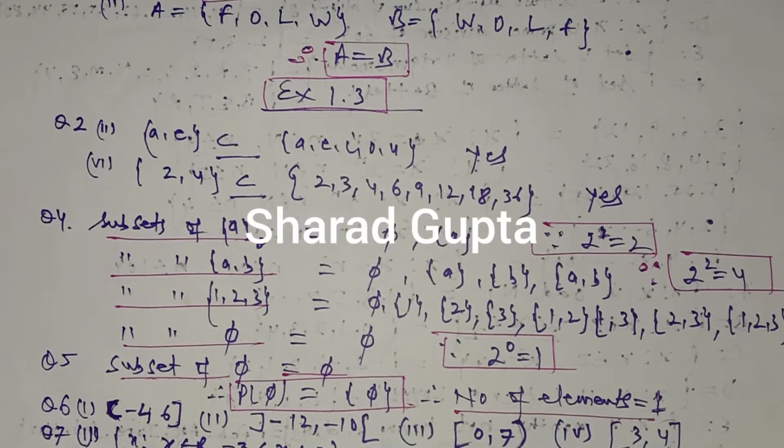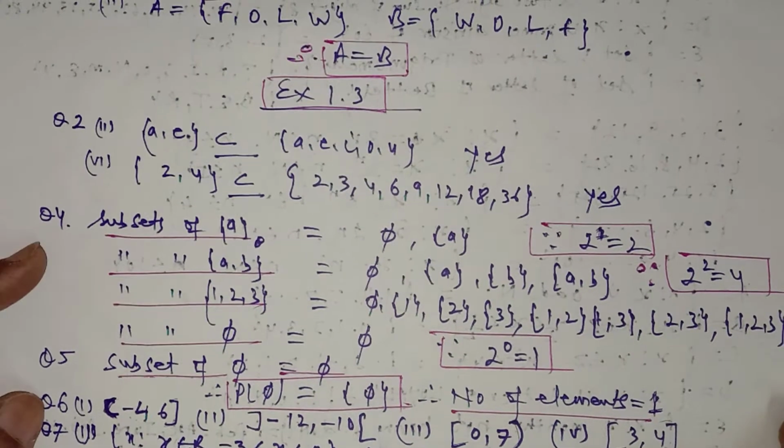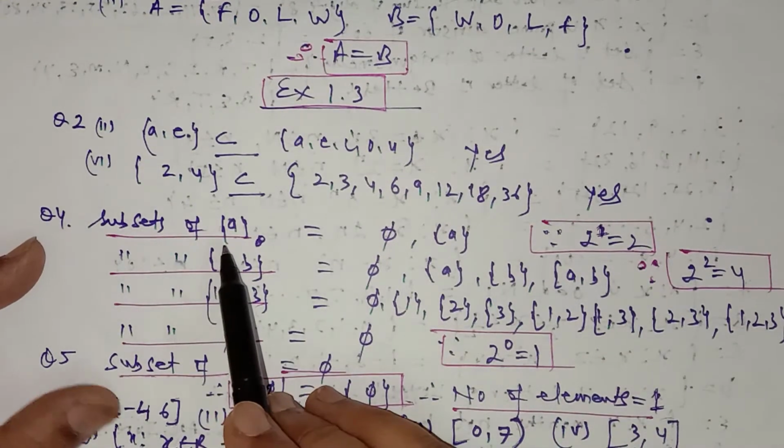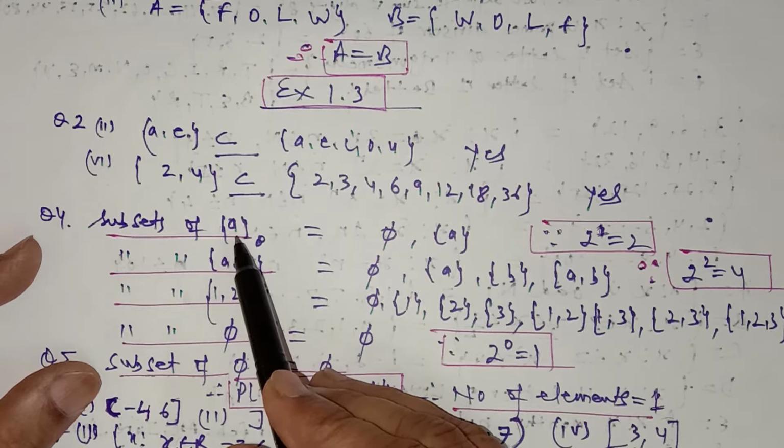Hello, this is lecture number 5 for the chapter Sets. In the last lecture we were discussing exercise 1.3 and we have done up to question number 3. In question number 4 you have to find the subsets of the given sets. So you have to find the subset of this set containing only one element.